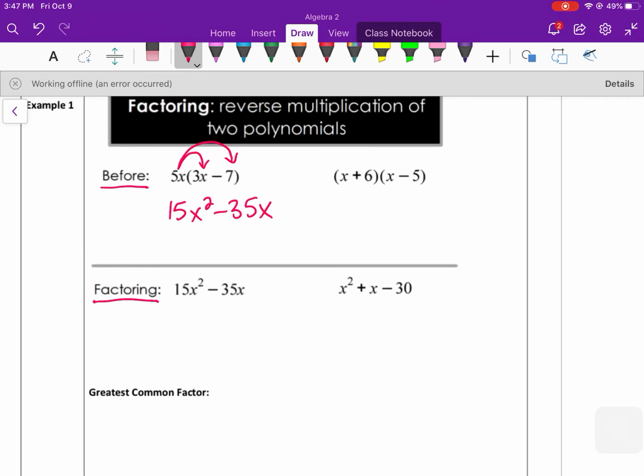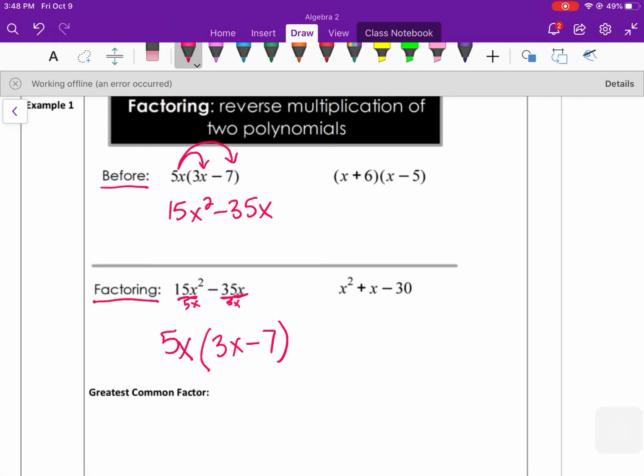So in factoring, you have to say, okay, well, what can I divide both 15 and 35 by? I can take out a 5. And then what can I divide both x squared and x by? I can divide both by x. So if you divide this by 5x and this by 5x, the 5x goes out in front. And then 15x squared divided by 5x would be 3x. And 35x divided by 5x would be negative 7. And so that's going backwards, factoring.